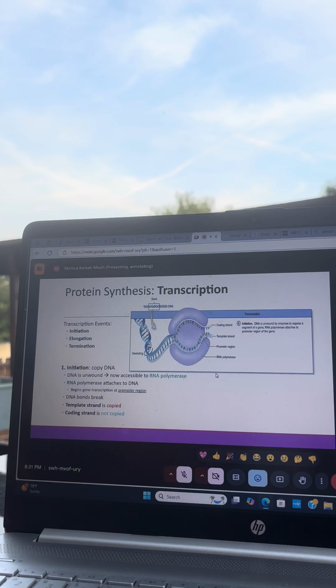You have the initiation, elongation, termination. So the first thing that happens is the unwinding of the DNA, because it's a spiral, so it unwinds and the two strands separate, and because of the RNA polymerase, that is the enzyme which attaches to the promoter region, which is the start region. If RNA polymerase is not there, then there is no transcription. So the start is the RNA polymerase, that's the enzyme.